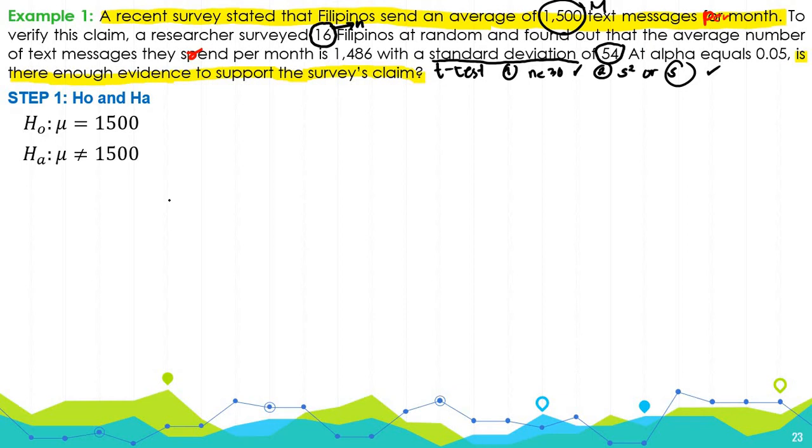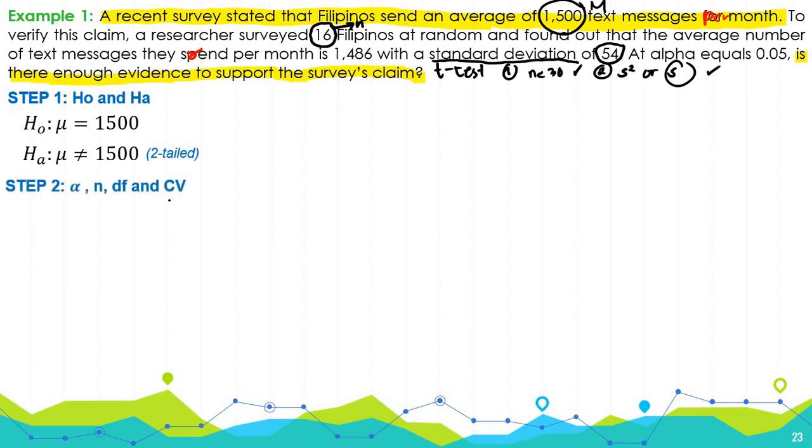So mu here is not equal to 1,500. So again, why is it not equal? It's because our goal in this particular problem is to simply verify whether the assumption is correct or not. There's nothing stated that we need to prove greater than or less than the assumed mean. Hence, we use not equal. And so, this is a two-tailed type of alternative test. And we are done with step 1.